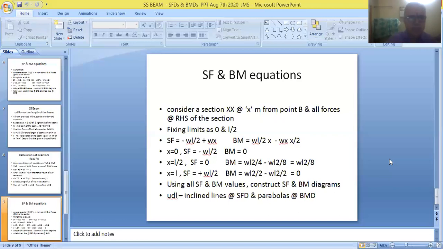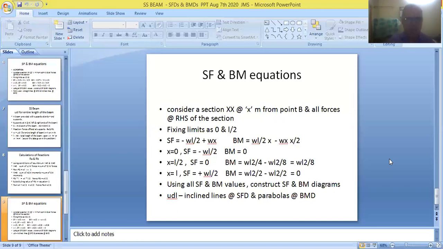So now friends, we can fix 3 limits because it is taken as a total, a single unit. No additional forces are acting in the second portion. So we can take 3 limits: X is equivalent to 0, X is equivalent to L by 2, X is equivalent to L meters. So take these values and substitute in these equations. We get the first set of SF and BM values, the second set of values, and a third set of values.